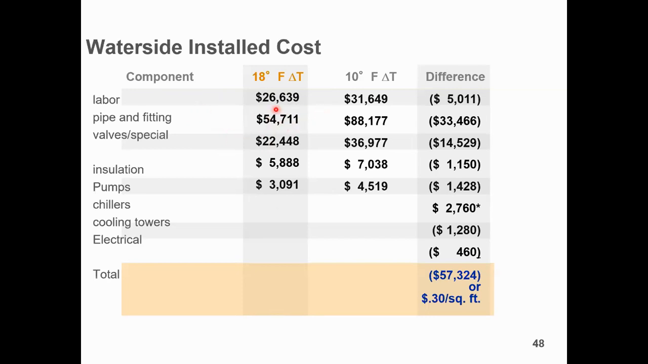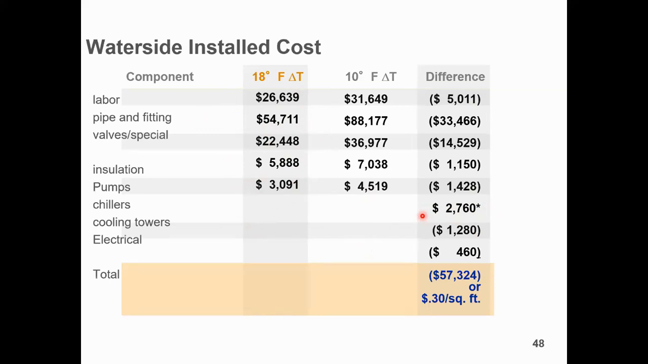So obviously the labor cost will go down, your pipe and fittings will go down, the valve sizing will come down, insulation cost will go down, and definitely the pumping cost will go down, as well as cooling tower and electrical cost. Yes, you can see some pluses on the chiller part, because you have to put some money on the chiller to make it as efficient as it was with the normal 10 degree Fahrenheit delta T.